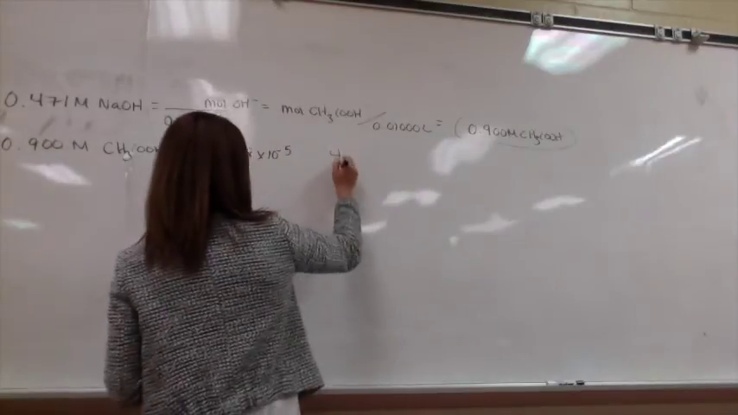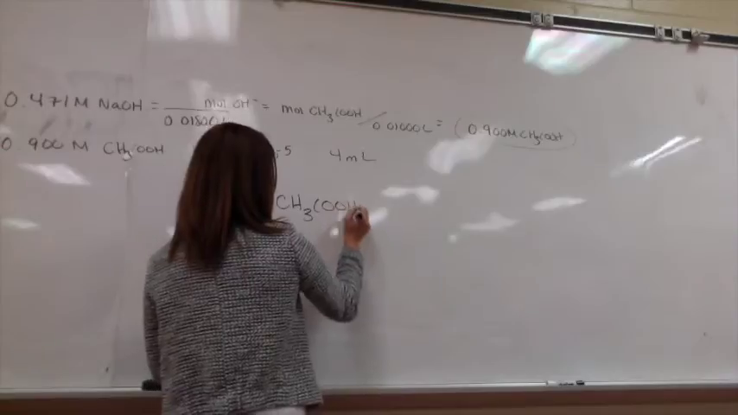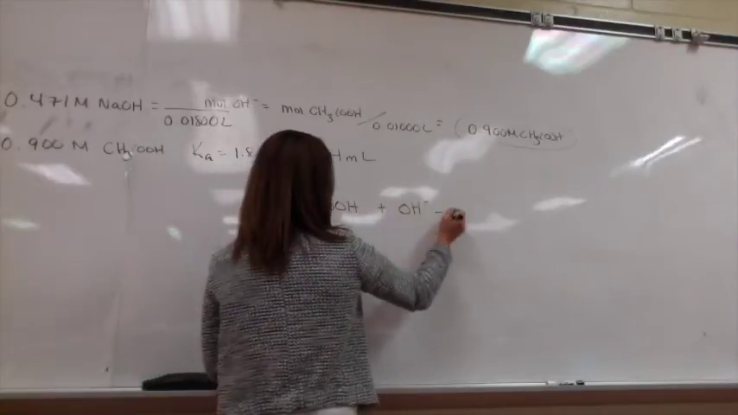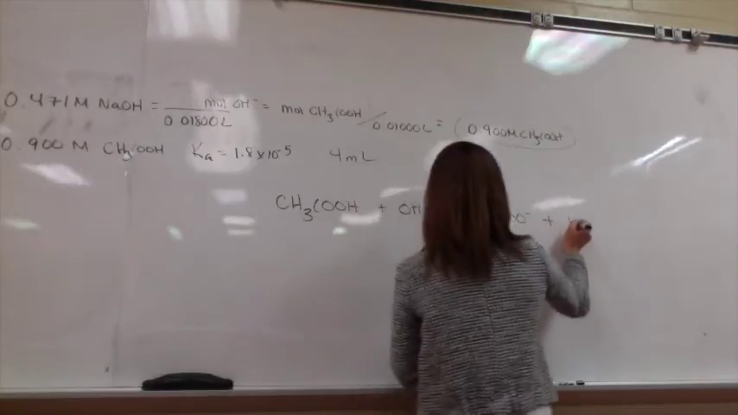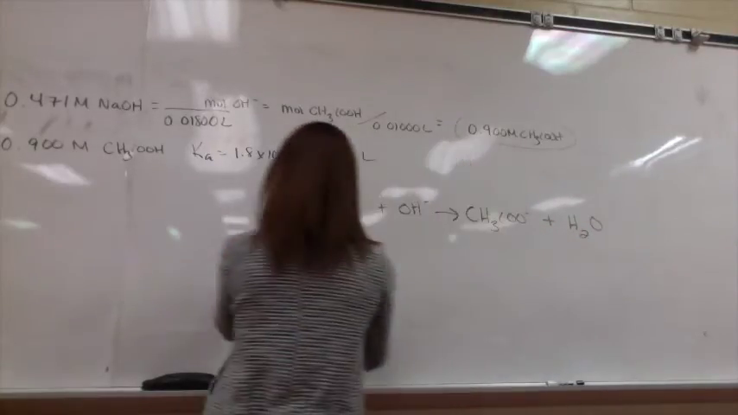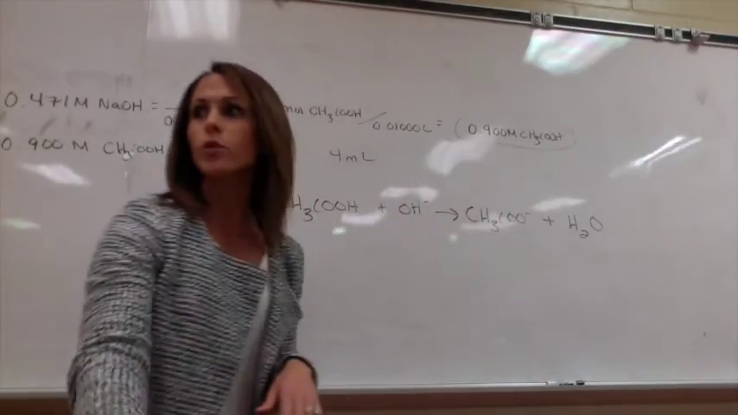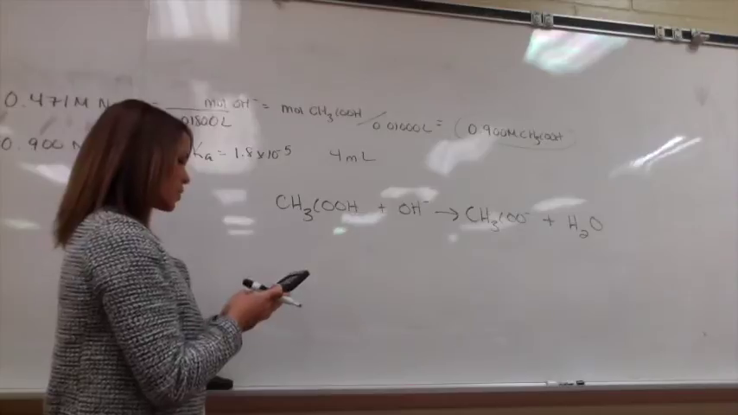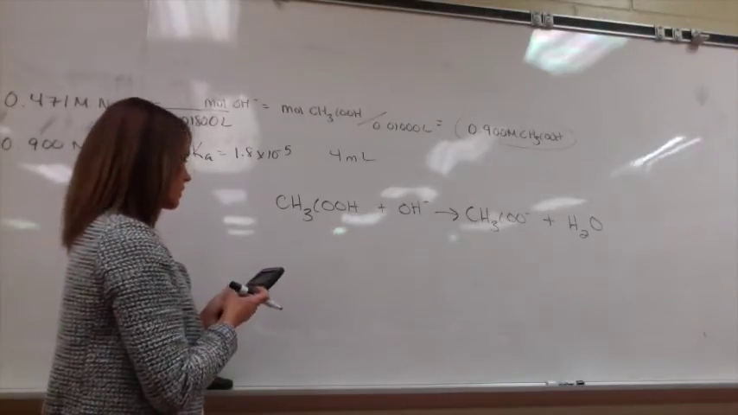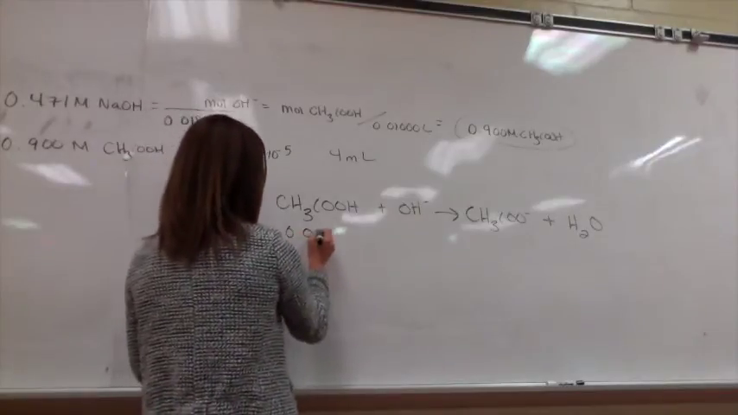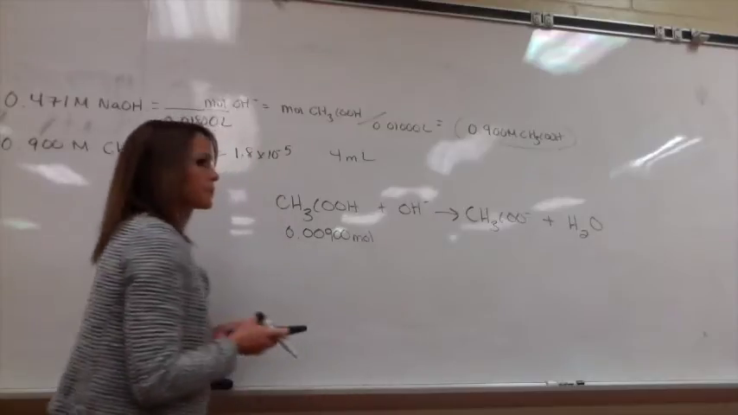So this is at 4 milliliters. Now you have your acetic acid floating in there, plus hydroxide, one-way arrow. You're going to make the conjugate base, and you're going to make water. So our initial concentration here is 0.900 molar, but how many moles of that are in the water? You have to go back and calculate that. You're going to use your 0.01 liters, and you have 0.00900 moles of this in there.